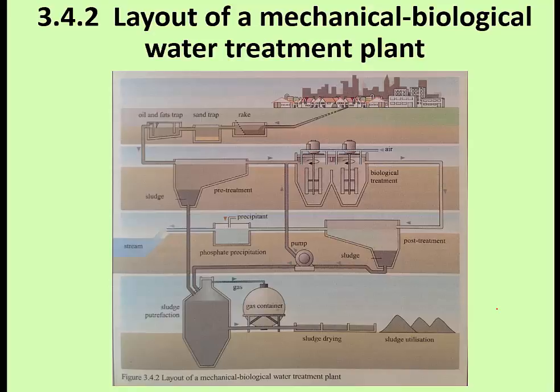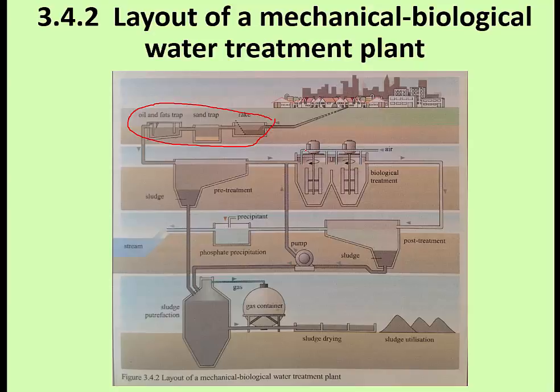Now what he shows in the next section is the layout of a typical water treatment plant that relies on both mechanical and biological water treatment. So we're not looking at chemical water treatment here. We only need that for certain cases. But in the typical model, you're going to start out with a series of steps that are designed to remove larger parts of material.